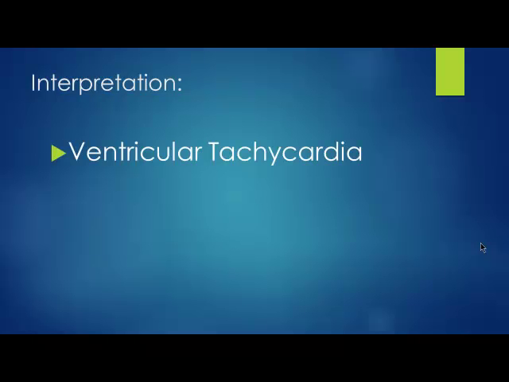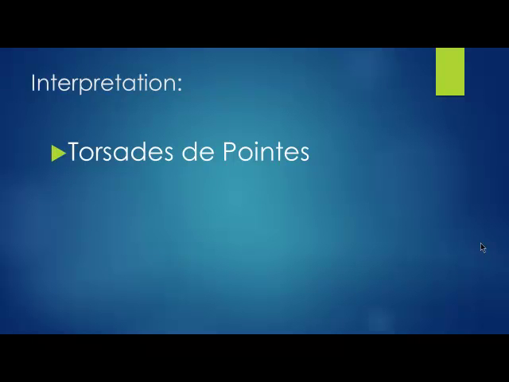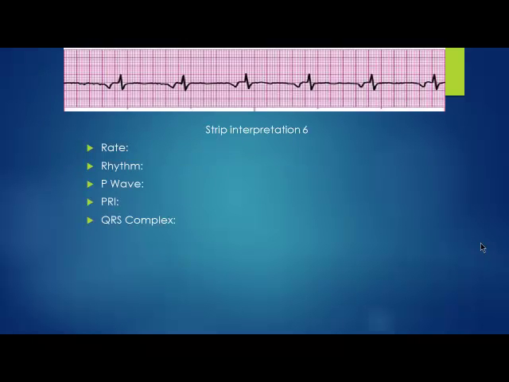Oh, this one's easy. Ventricular tachycardia. Anybody not know that? If not, you need to come see me after. Ooh, this one's torsades de pointes. Alright, what about this guy right here? Alright, what makes you just jump out and say junctional? Alright, inverted P wave. What about the rate? Well, this is a 6 second strip. 1, 2, 3, 4, 5, 6. You got a rate of 60.